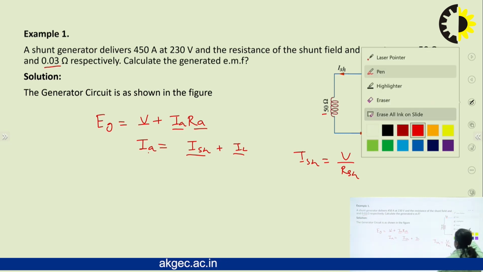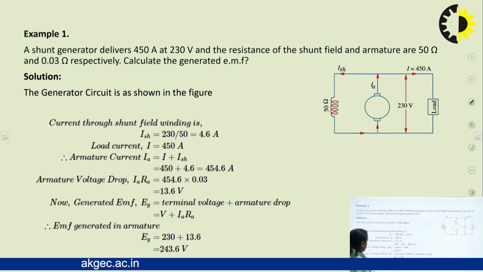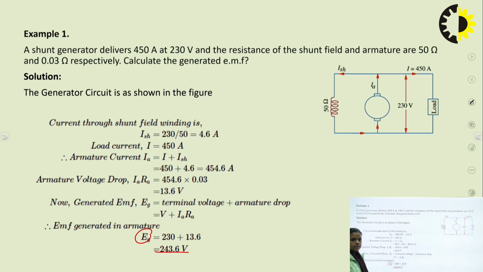If you solve this equation, you can see that EG comes to 243.6 volt. ISH is 230 upon 50, so you get 4.6. The load current is already given, 450. IA is equal to IL plus ISH, so IL is 450 plus 4.6, and you get 454.6 ampere. Then, in the equation V plus IA RA, V is 230 and IA RA comes to 13.6, so you get 243.6 volts. This is the required answer.